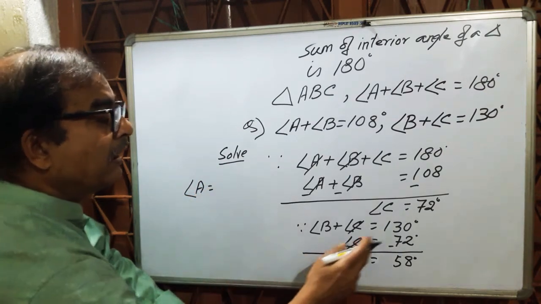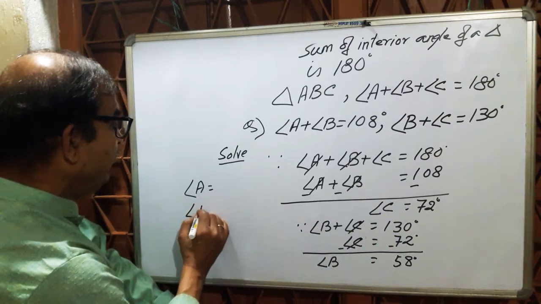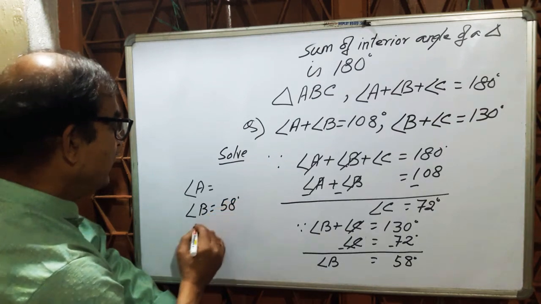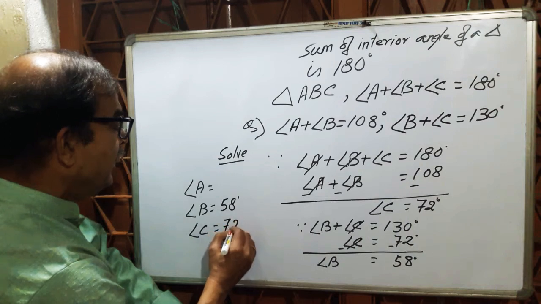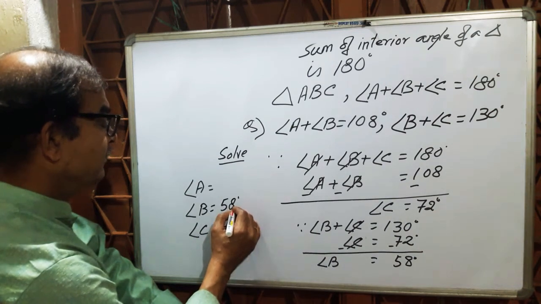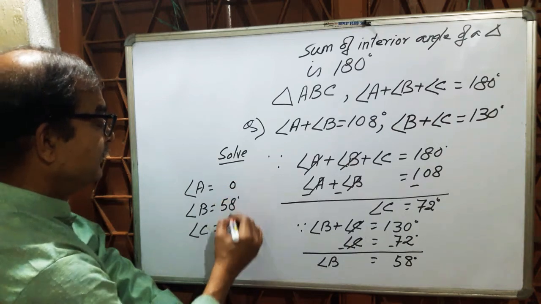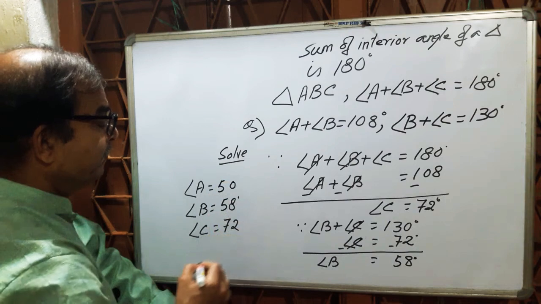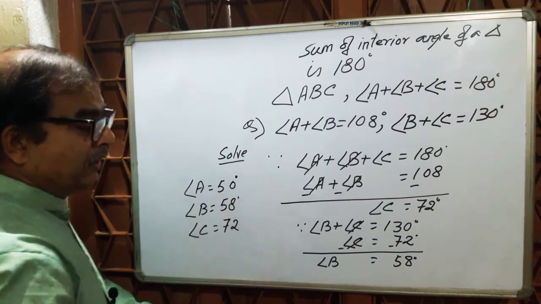You have got angle B equal to 58 degree, angle C equal to 72 degree, and angle A equal to 50 degree. See, this is 50 degree. Next question.